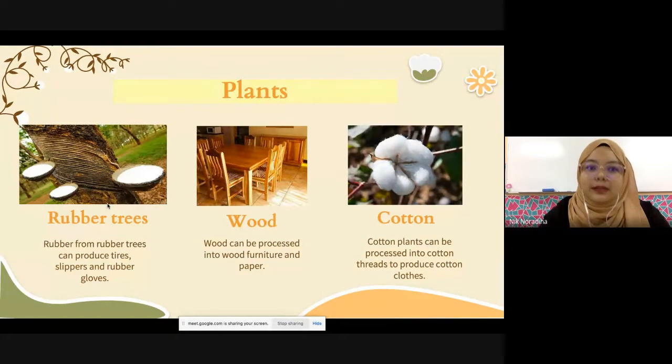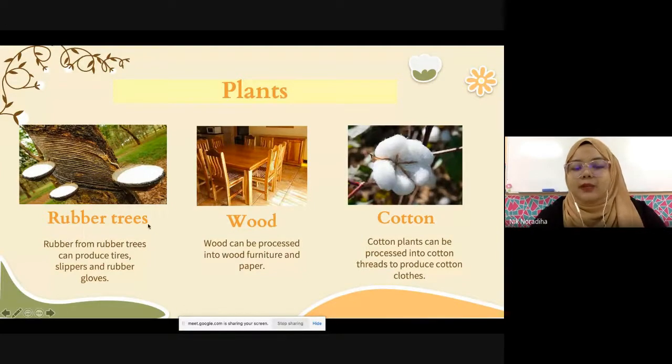Then also gloves, rubber gloves, right? The yellow one, the blue one that we have seen before, those are made up from rubber, okay? Where does the rubber come from? From rubber trees, okay? Next one, we have wood.